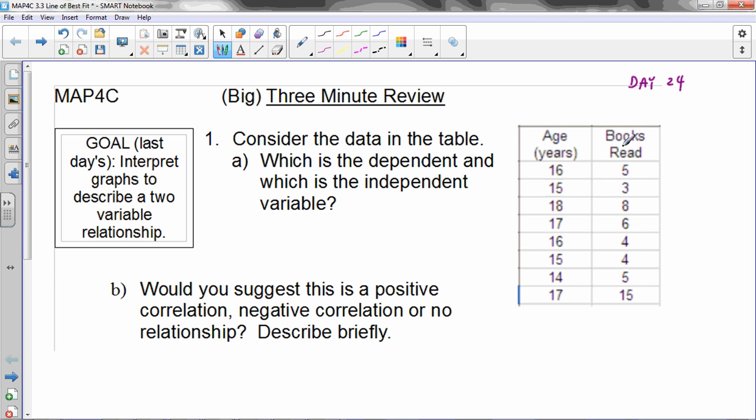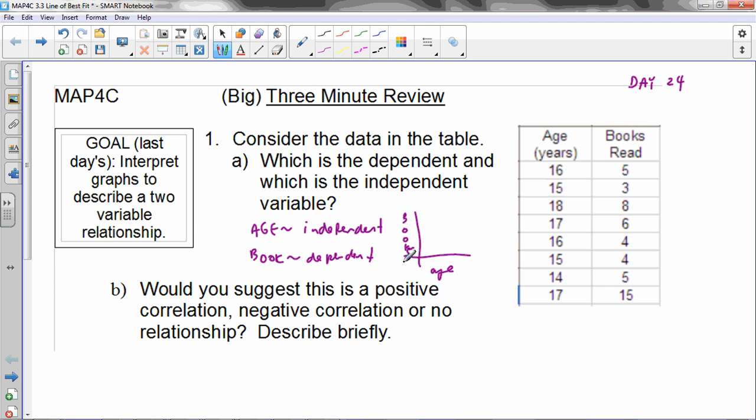We see the two variables are age and books read. The first part was to decide which is the dependent and which is the independent variable. First thing in the table is independent, right? So age is the independent variable, and books read is the dependent, which also means that if we're to do a scatter plot, and looking ahead, I think we have to, that age is going to go down here, first thing on the table goes on the bottom, and books goes on the side.